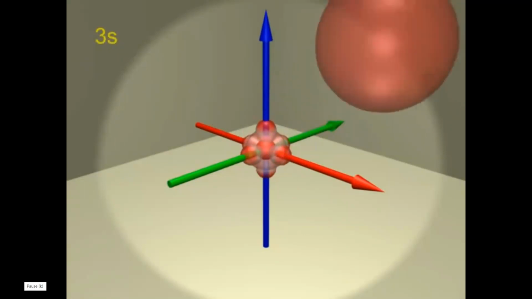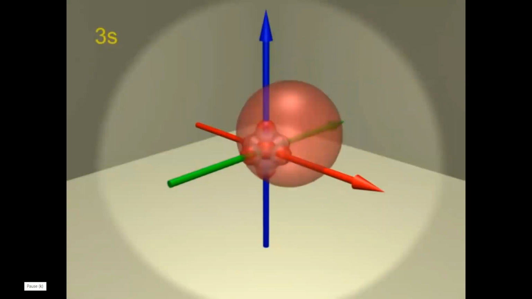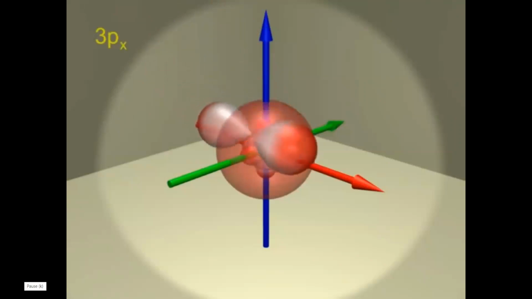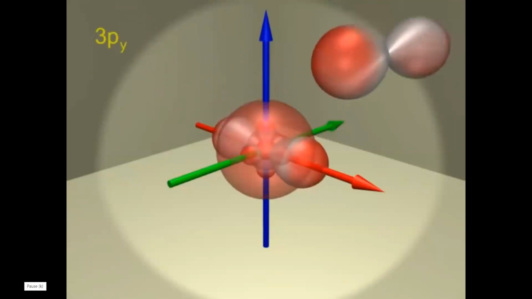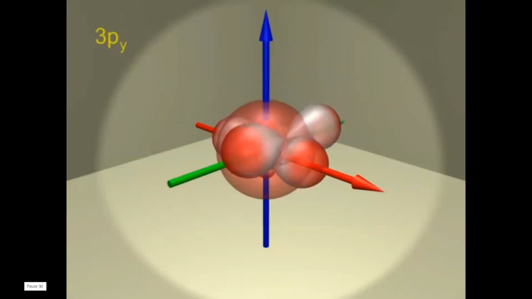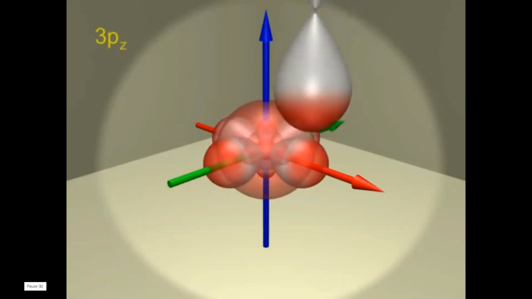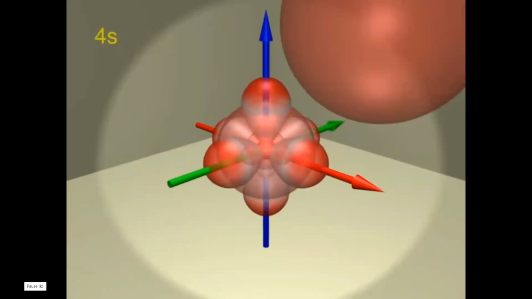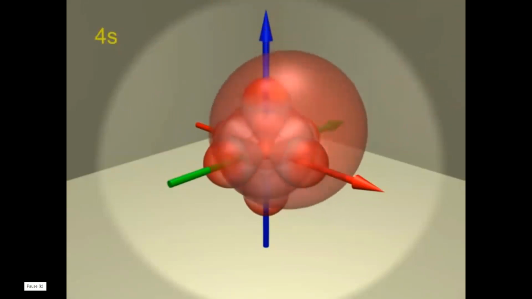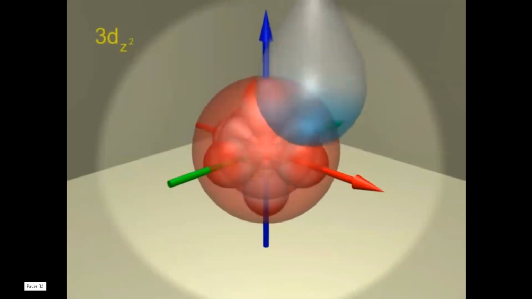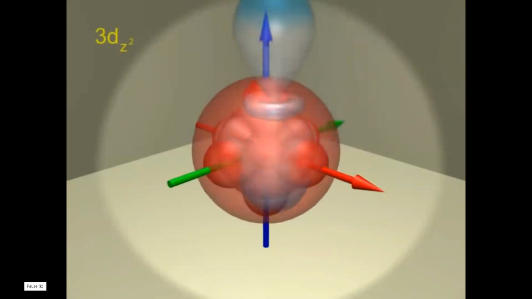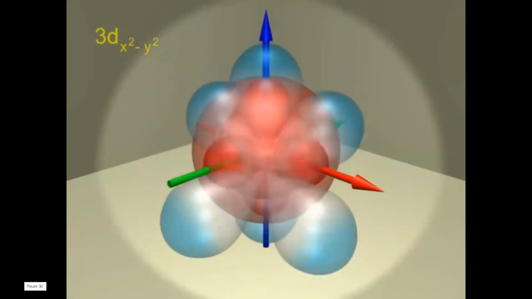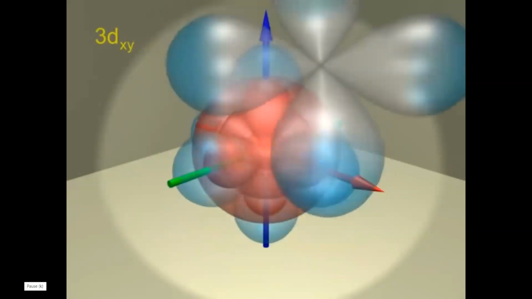And after 2p, we have to fill 3s. And then we'll fill 3p, which has those 3 orbitals in the different orientations, the different locations where electrons are likely to be. And then once 3p is full, then we fill 4s. And then after 4s comes 3d. That was that weird hybrid one. But remember, these are going to be those clover leaves that yet again have the different orientations.